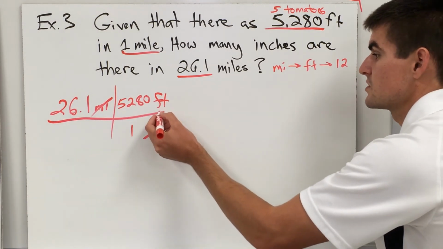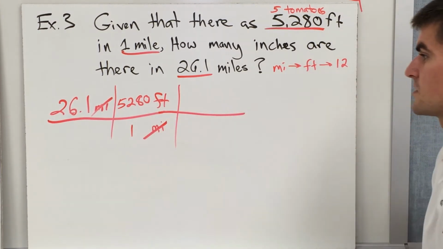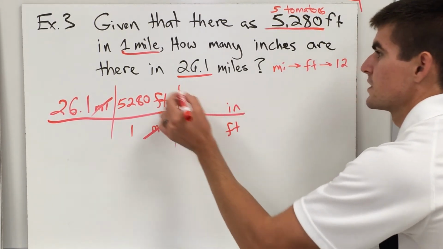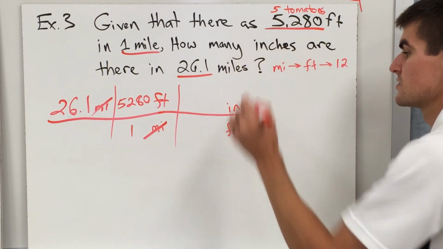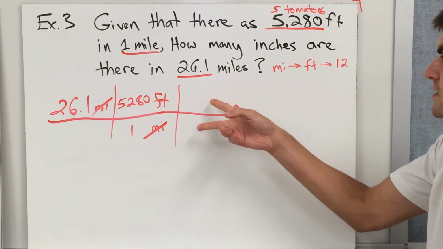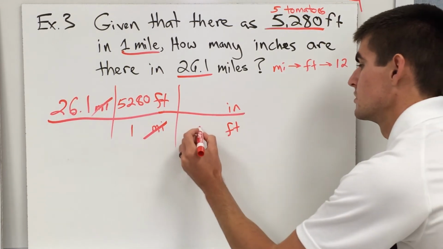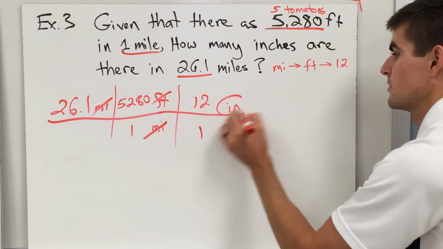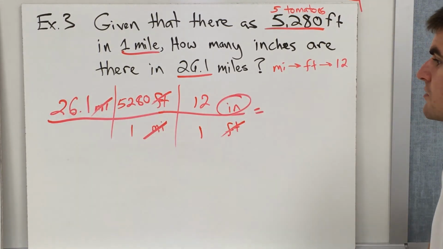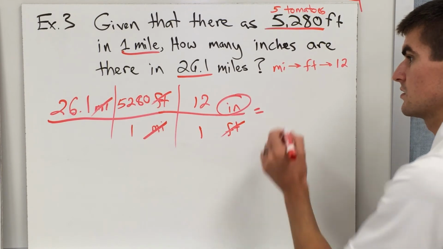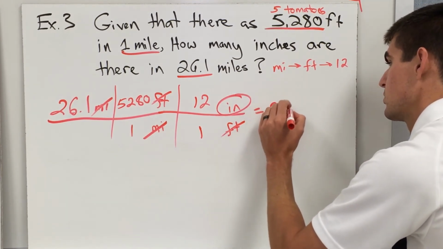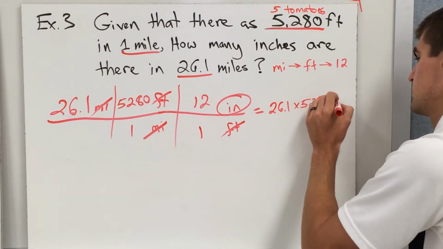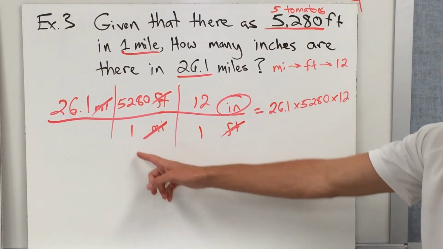So last step to get to inches, another set of train tracks here. I want feet to cancel. I want to end up in inches because that's what it's asking, how many inches. So how do I get this to cancel? 1 foot, 12 inches. Feet are now gone, left with inches. In my calculator, I'm going to have to write small here, 26.1 times 5280 times 12. Divide by 1, divide by 1.